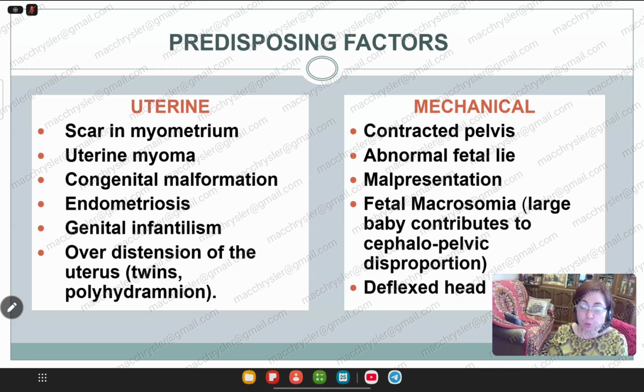Overdistension of the uterus is the most common factor. It can be in a multiparous woman who has, let's say, 5 deliveries, 5 times the uterus dilated like this.